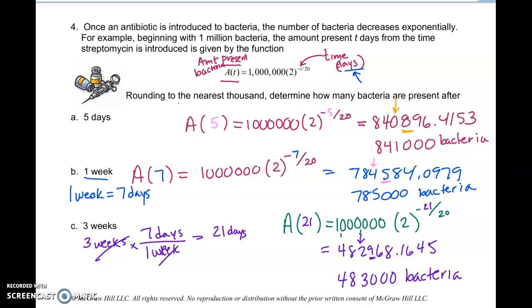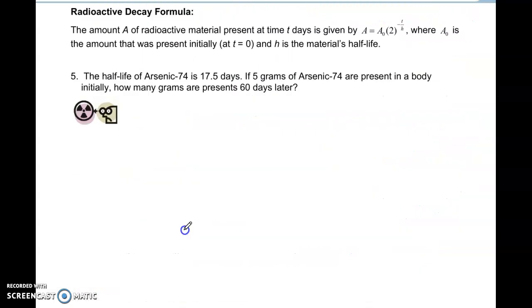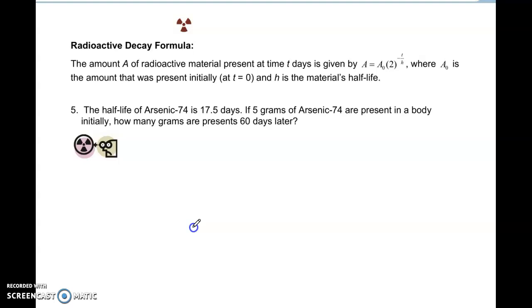All right, and then there's one more problem, and it's at the bottom of the page here. And it says the amount of radioactive material present at T days is given by this function, where A sub 0 is the amount that was initially present at T0, and H is the material's half-life. So this is the formula. We had it on our paper earlier.